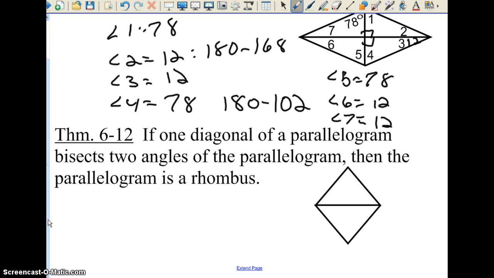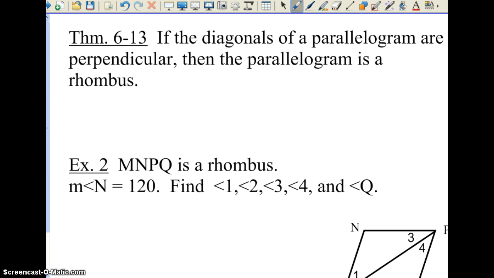Theorem 6.12, if one diagonal of a parallelogram bisects two angles of that parallelogram, then it is a rhombus. So if our line cuts this in such a way that it bisects these, then we have our parallelogram as a rhombus. Let's move on here. 6.13. If the diagonals of a parallelogram are perpendicular, then the parallelogram is a rhombus.